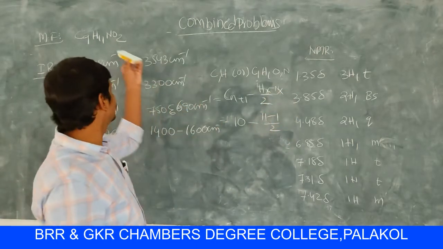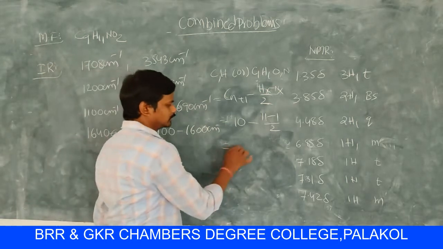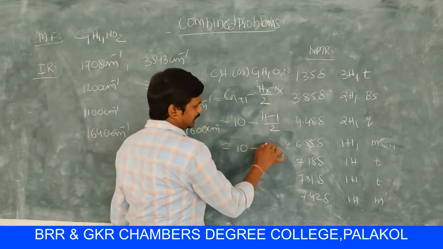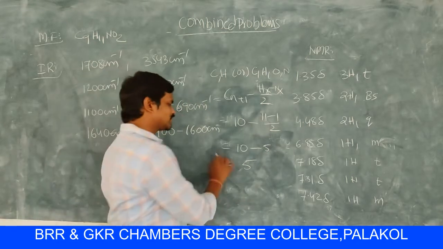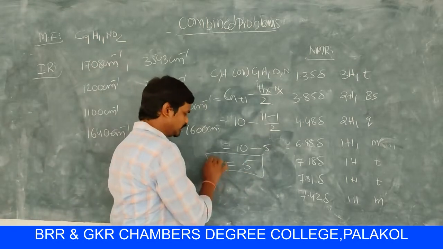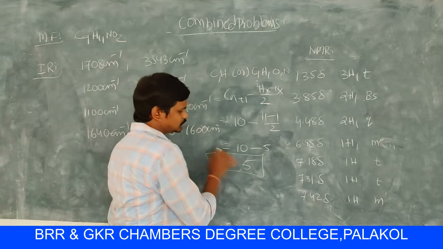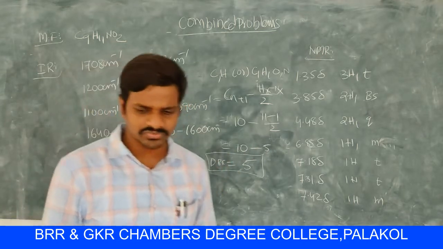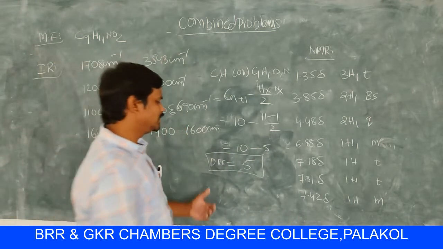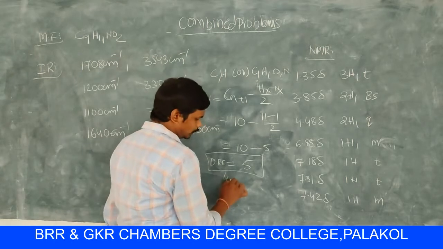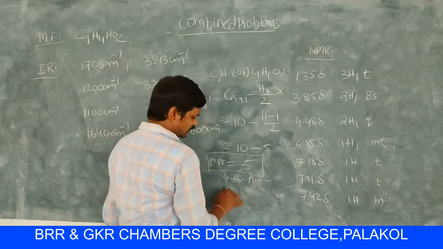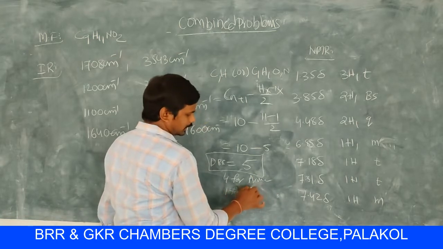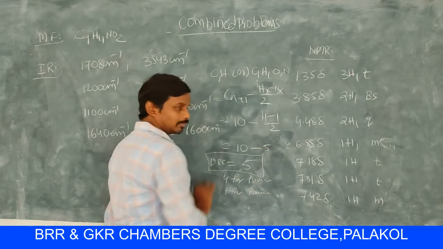Because the molecular formula contains 1 nitrogen atom, the double bond equivalence is equal to 5. Here the double bond equivalence is equal to 5. So in this 5 double bond equivalence, maybe the double bond equivalence 4 is for one aromatic ring and the other one is for the remaining double bond.